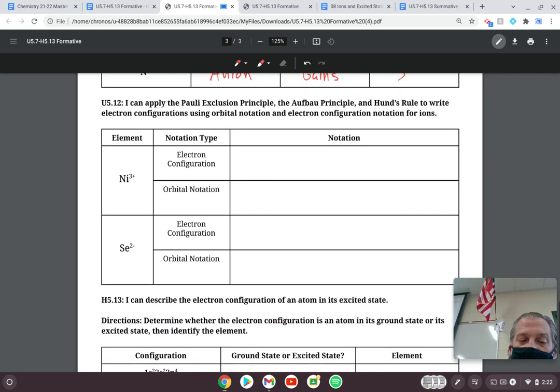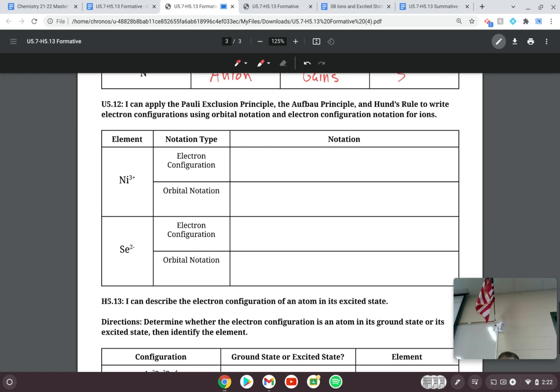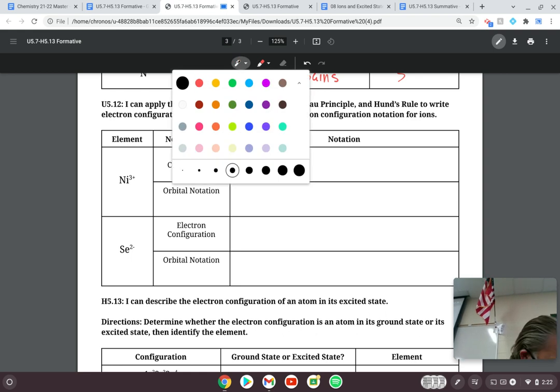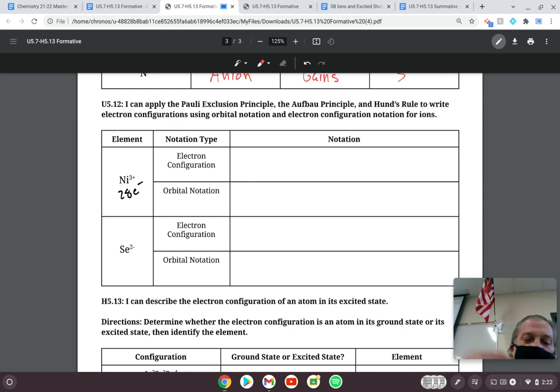All right, then. So here we go. We have nickel. And when I locate nickel on the periodic table, I see that nickel has, let's see, what does it have? It has 28 electrons. It's got a +3, so it's going to lose 3. So that brings it down to 25 electrons.